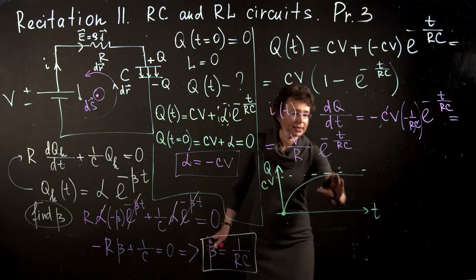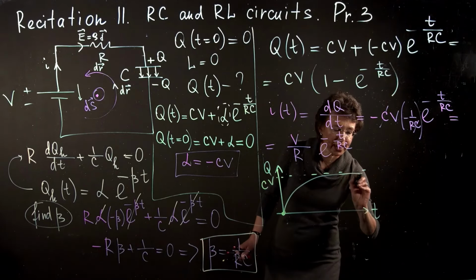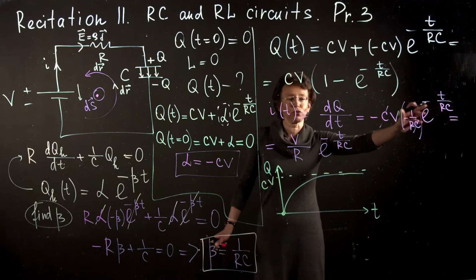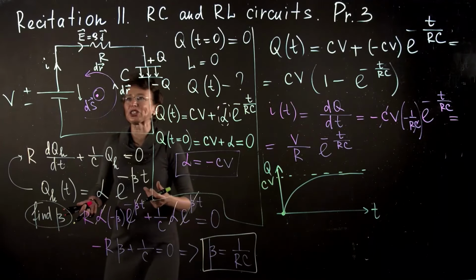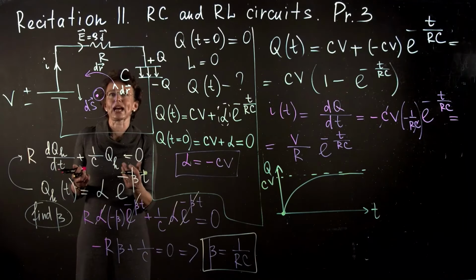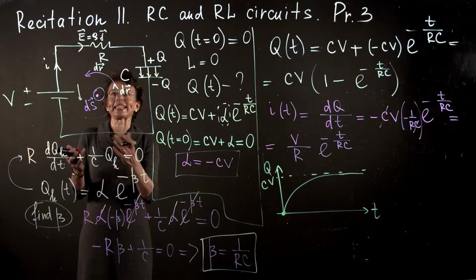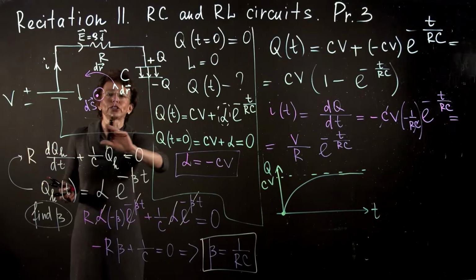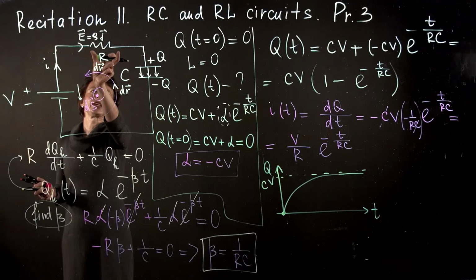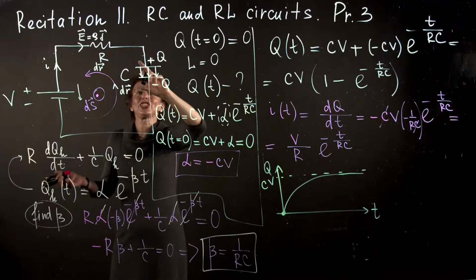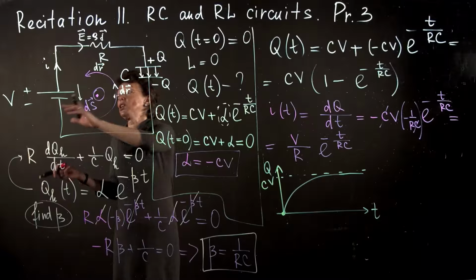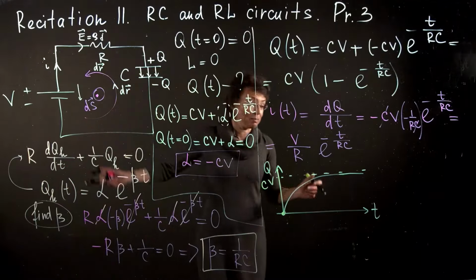Does it make sense? Yes, it does, because look at this. As time tends to infinity, which means that we wait for a long time, steady state is established. When we have steady state, there will be no current through the capacitor. So the voltage change across this resistor will be 0. And yes, charge on the plates of the capacitor will be just C times V.